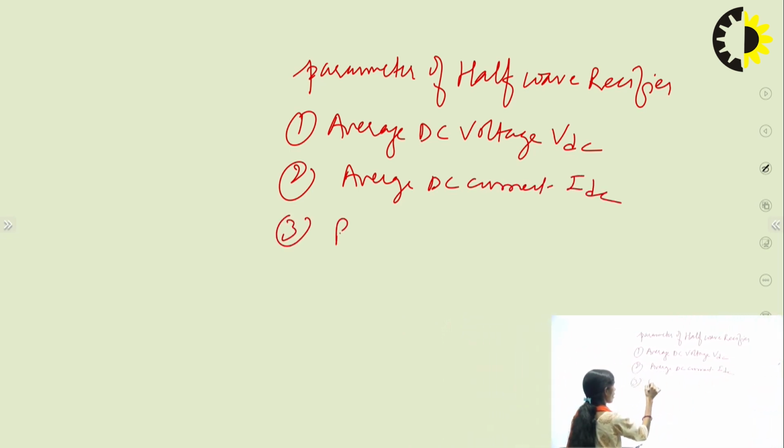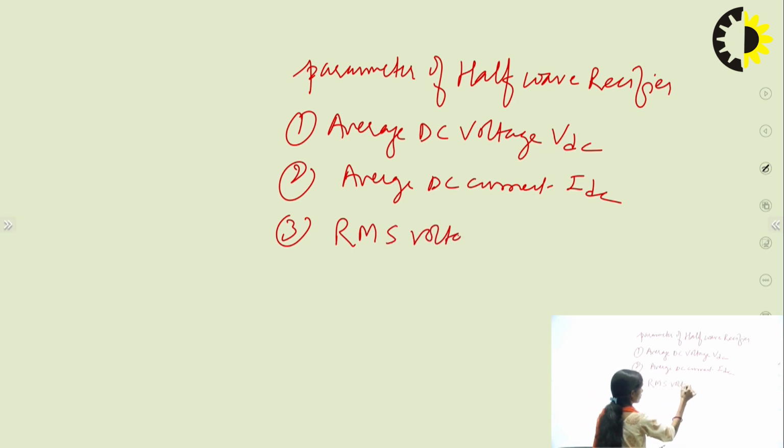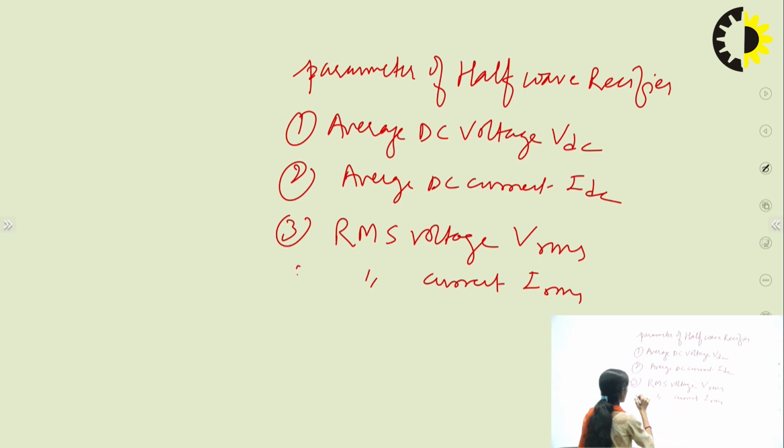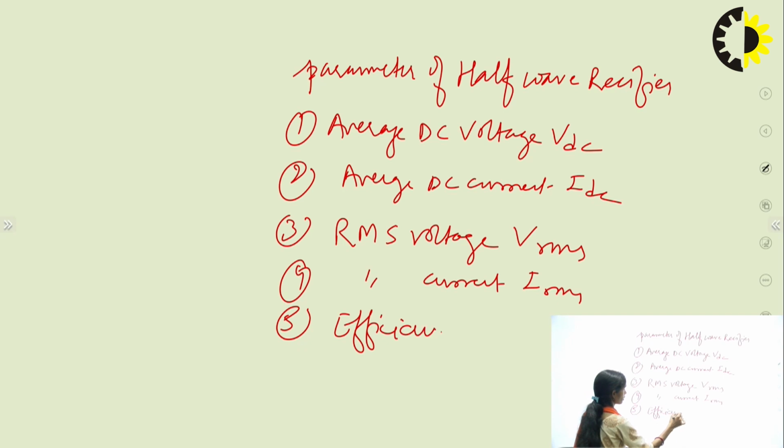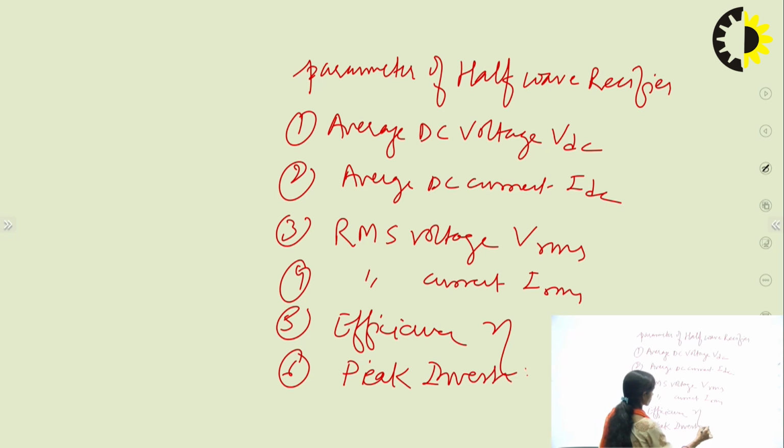Third is RMS voltage, which is represented by VRMS, fourth is RMS current, which is represented by IRMS, and fifth is efficiency of the rectifier, which is represented by eta. Sixth, we have the peak inverse voltage, which is said to be PIV. So these parameters we can calculate for different types of rectifiers also. So let us see this one by one.